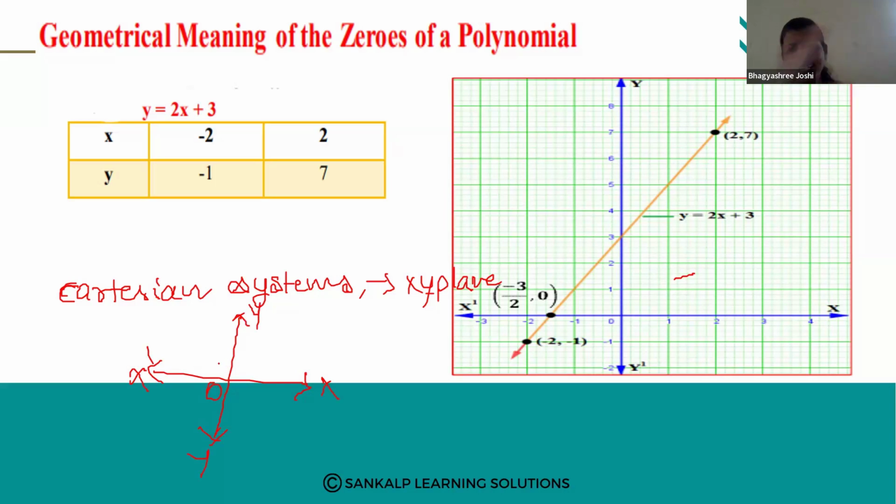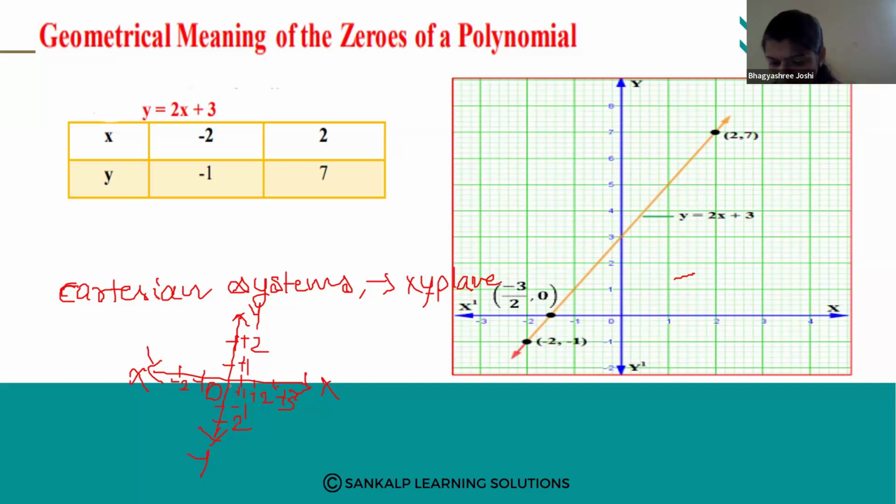Now, on the right side of the origin, all the numbers are positive. On the left side of the origin, all the numbers are negative. Going up, it is positive. Going down, it is negative. Okay.